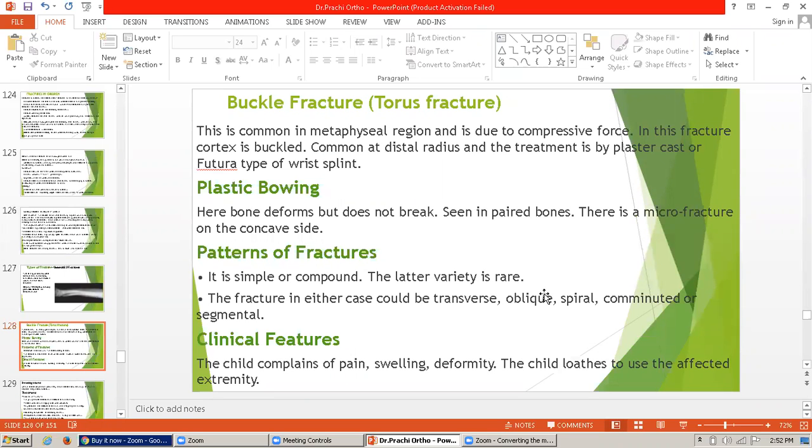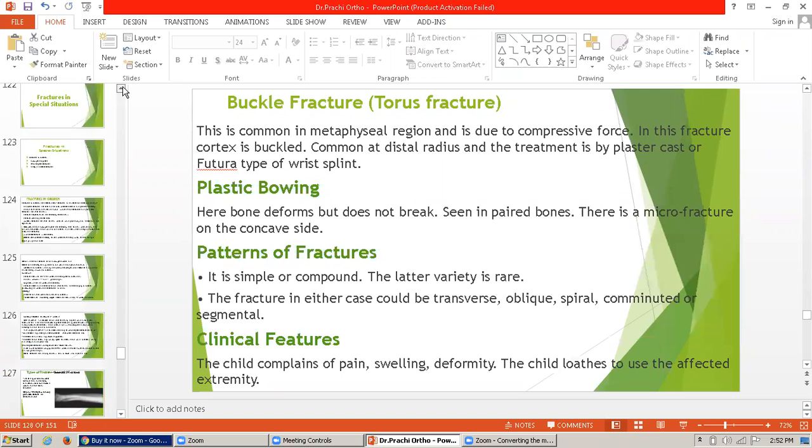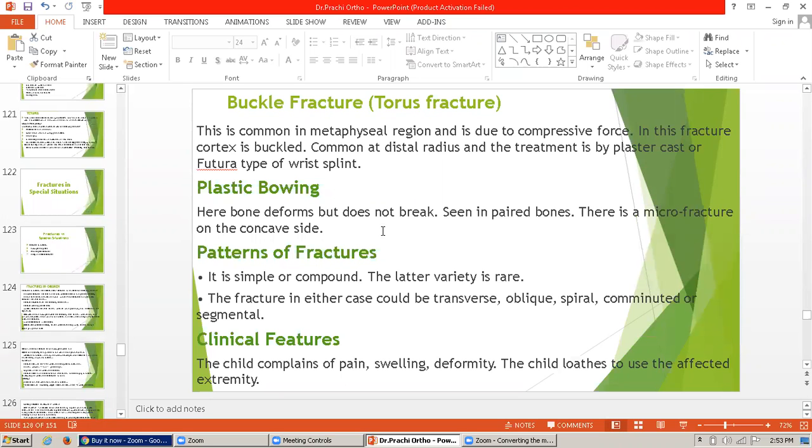Then the buckle fractures, that is torus fracture. This is common in the metaphyseal region and is due to compressive force. In this fracture, the cortex is buckled and it is common at the distal radius, and the treatment is by plaster cast or Futura type of wrist splint.